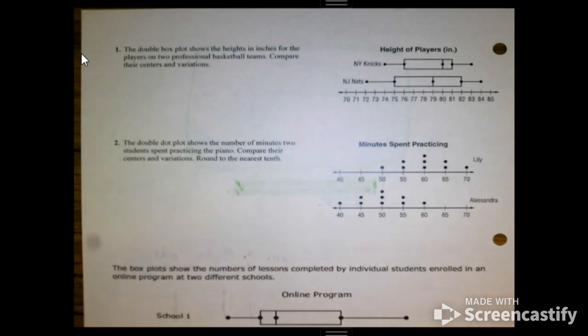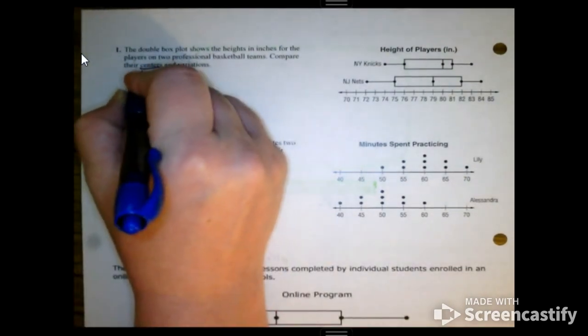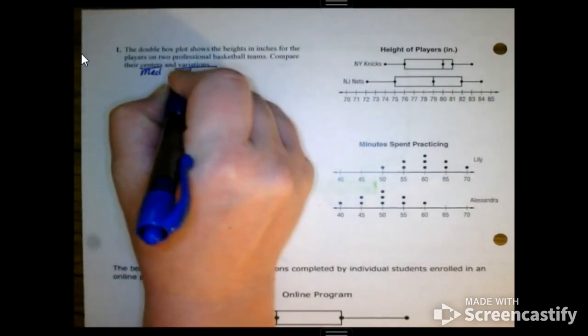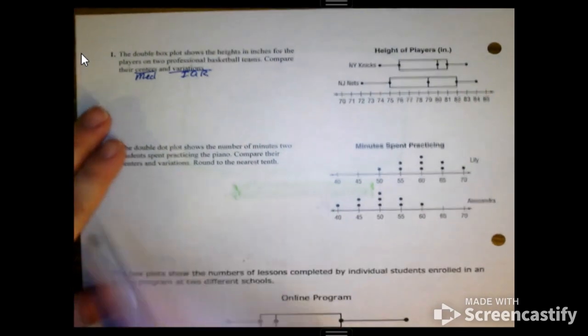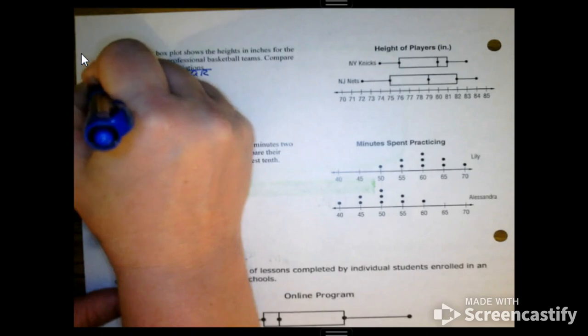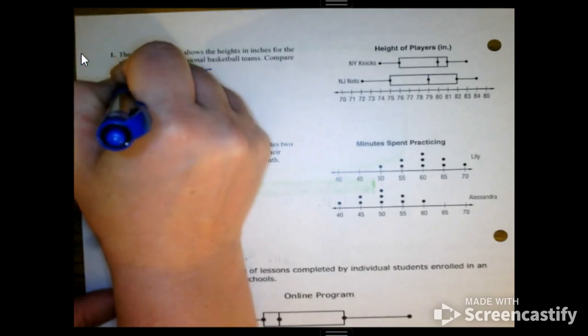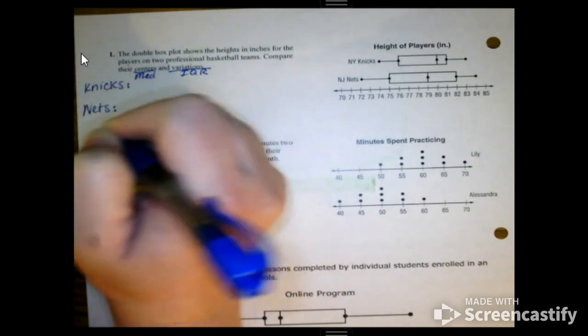All right. The double box plot shows the heights in inches for players on two professional basketball teams. Compare their centers and variations. So what is centers? Your medians. Variations, IQR. All right. So how we're going to do this to make sure that we can organize this in a good way. We're going to look at our Knicks team, and we're going to look at the Nets. Who's the Nets? A basketball team.